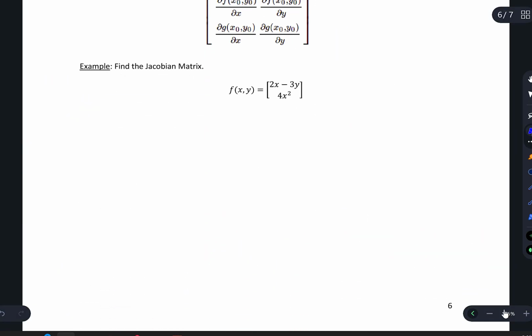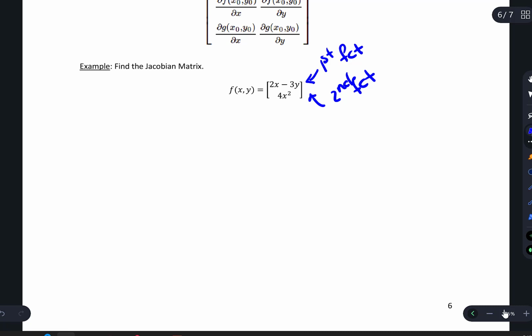All right, so we're going to look at those functions that we saw earlier, and we're going to see how we could write the Jacobian. So one way to think of this is we have the first function, and we have the second function.